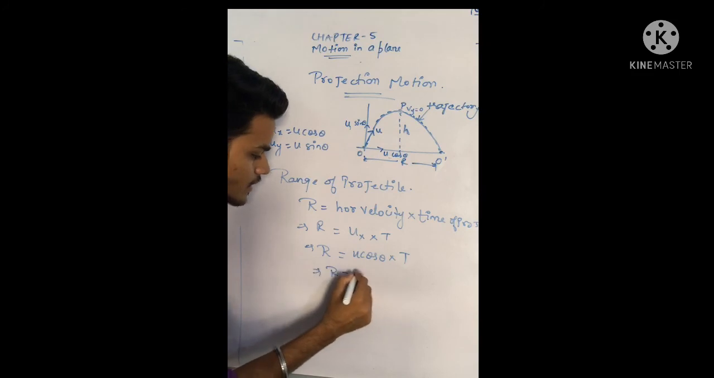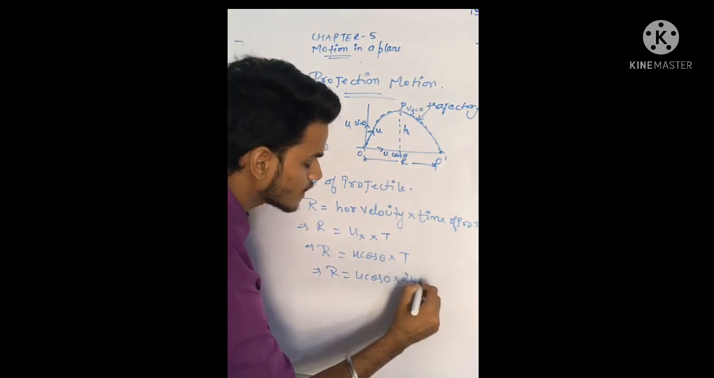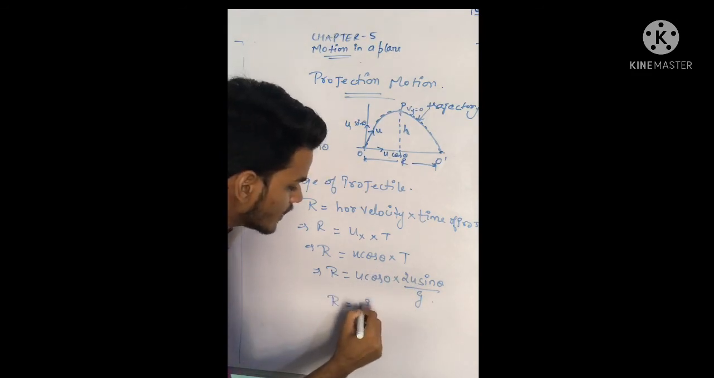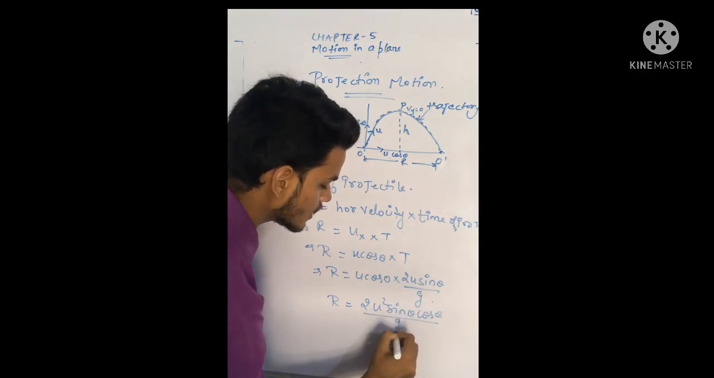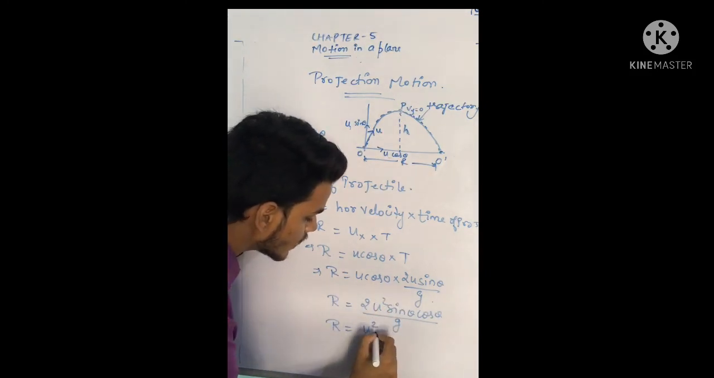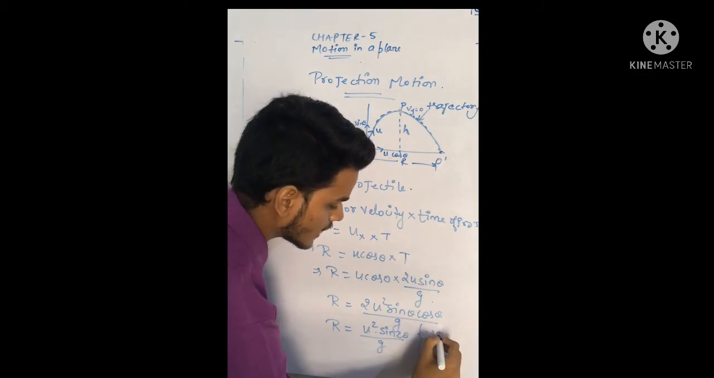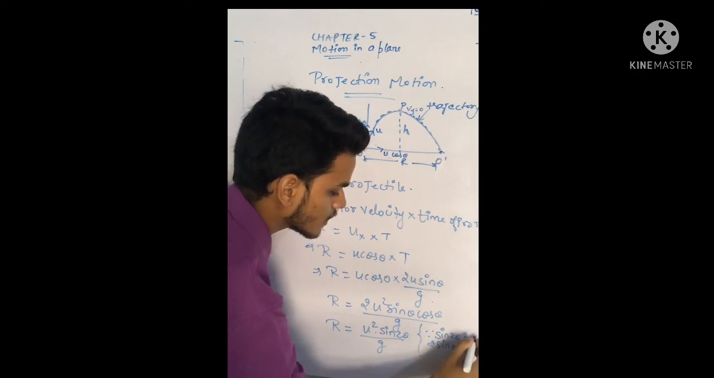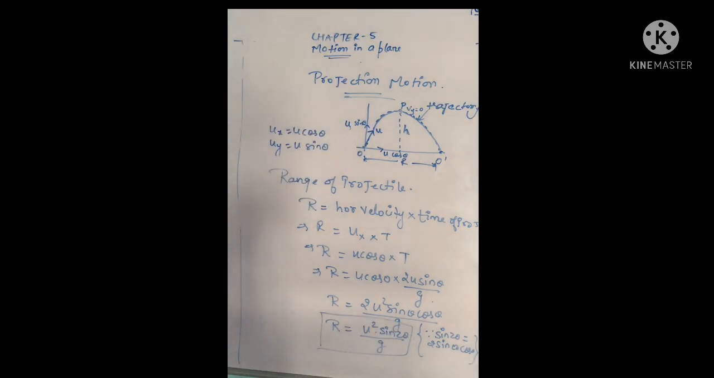What is T here? The time of projectile that we got was 2u sin theta upon g. U into u is u square, we will get 2u square sin theta cos theta upon g. But we have the formula that 2 sin theta cos theta is sin 2 theta, so we will get u square into sin 2 theta upon g, as sin 2 theta is equal to 2 sin theta cos theta. So the range of projectile is u square sin 2 theta upon g. This is the range of projectile.